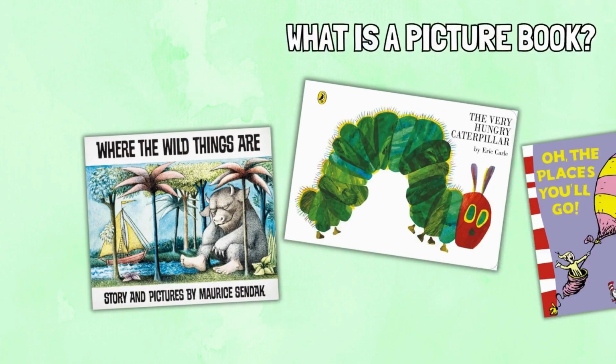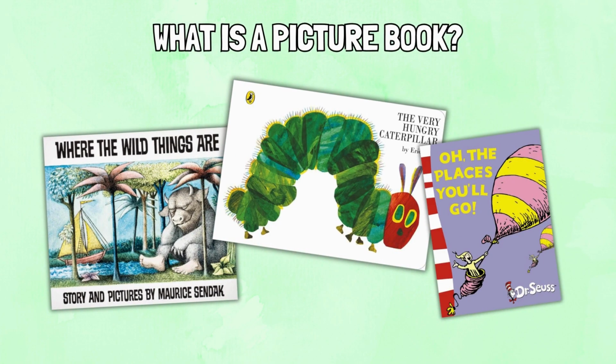Some popular examples of picture books include Where the Wild Things Are by Maurice Sendak, which is a classic tale that takes readers on an imaginative journey with Max as he explores the land of the wild things. The Very Hungry Caterpillar by Eric Carle. This timeless book follows the journey of a little caterpillar as it eats its way through a variety of foods before transforming into a beautiful butterfly. And Oh, the Places You'll Go by Dr. Seuss, a motivational and inspirational book that encourages readers to embrace life's adventures and challenges.